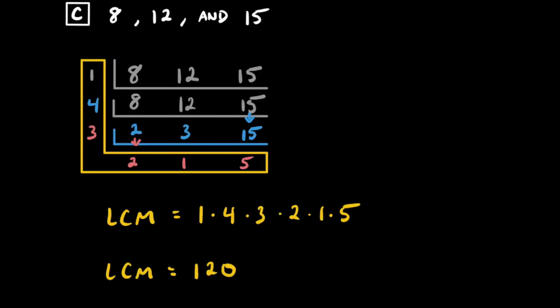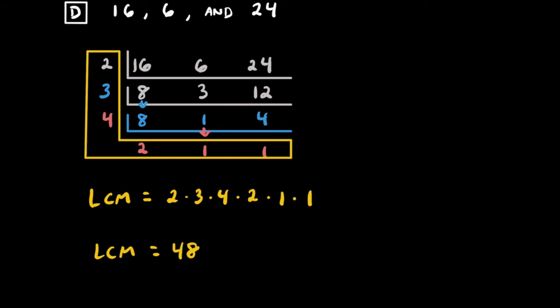The LCM for 8, 12, and 15 is 120. Pause the video and give it a try one more time. Here, you're going to find the LCM for 16, 6, and 24. Pause the video and use the ladder method. Unpause when you're ready to check your answer. The LCM for 16, 6, and 24 is 48.